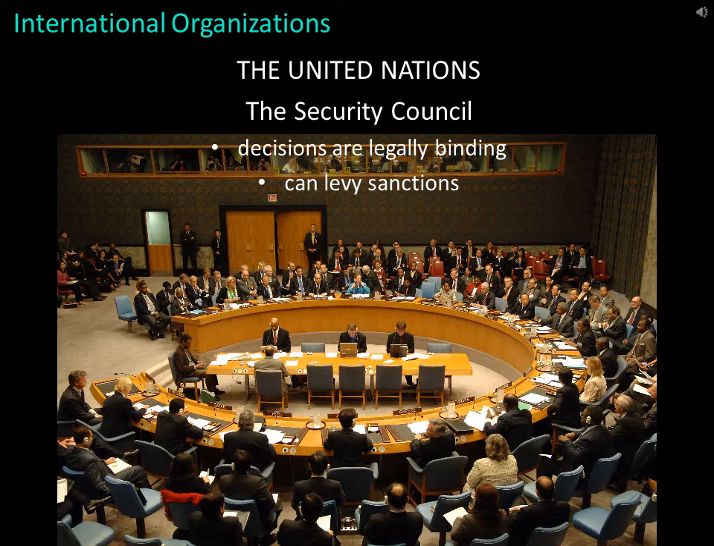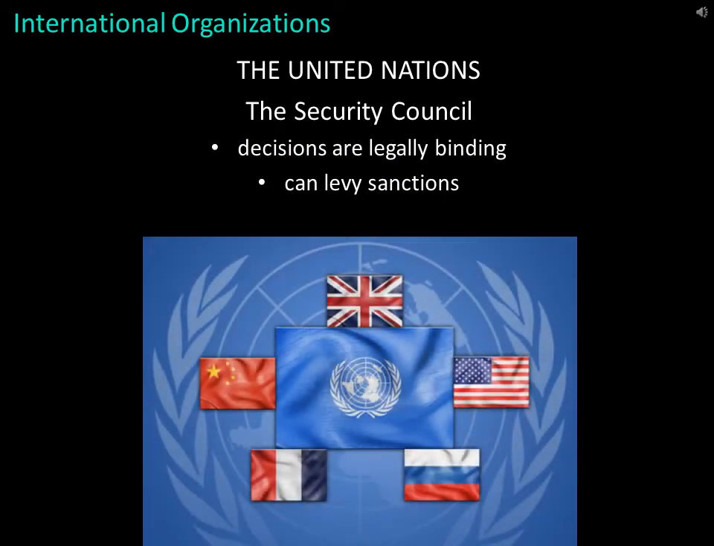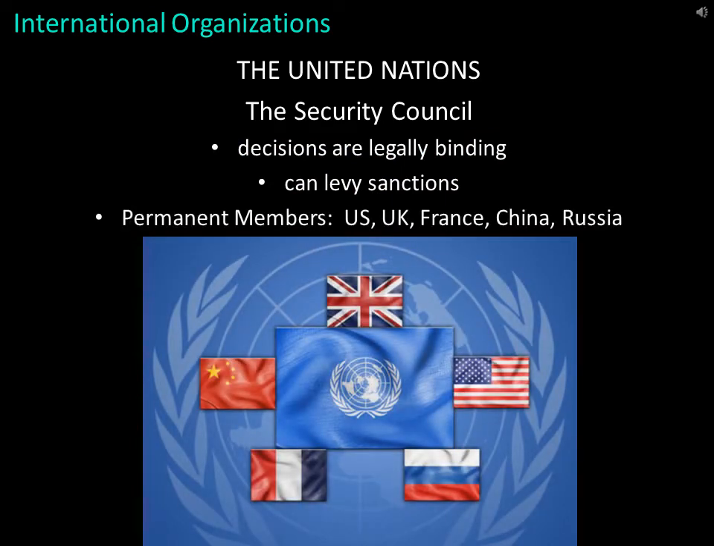The Security Council is comprised of 15 members, including 5 permanent members, which were the victors of World War II: the US, the UK, France, China, and Russia, and 10 non-permanent members, which are elected for 2-year terms by the General Assembly. The non-permanent members represent geographic regions as follows: 5 from Africa, Asia, and the Middle East, 2 from the West, 2 from Latin America, and 1 from Eastern Europe.